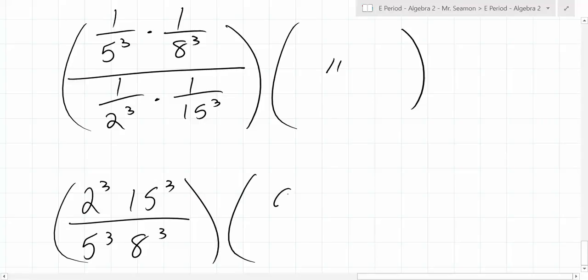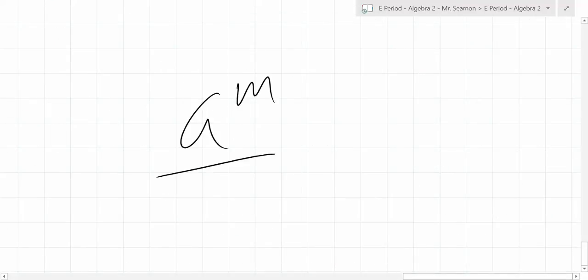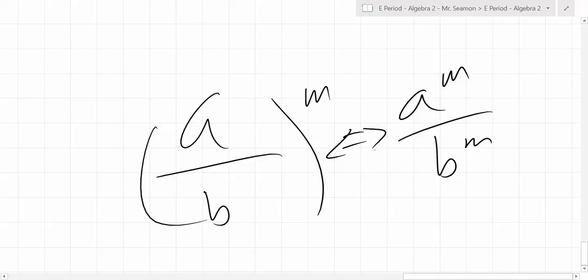And what's left over here? A to the 9th over Z to the 15th. It's just along for the ride. Now, do you think that can be simplified a little bit? Yeah, and there's actually a really cool thing you can do to simplify this. I'm going to give you a quicker way. We knew this, right? We had this rule: A over B to the M, what does that equal? A to the M over B to the M. This is also reversible. You can go either direction. So if you had A to the M over B to the M, you can go backwards and make it A over B to the M.